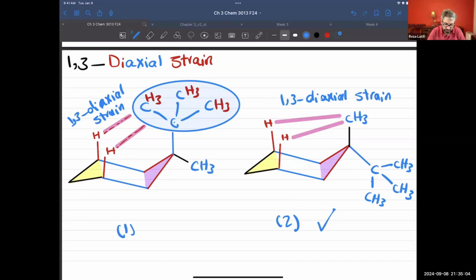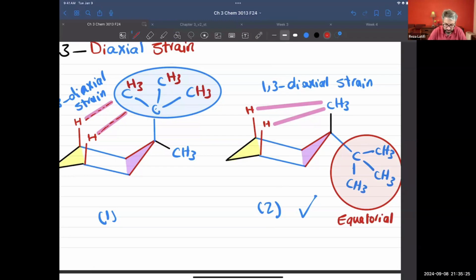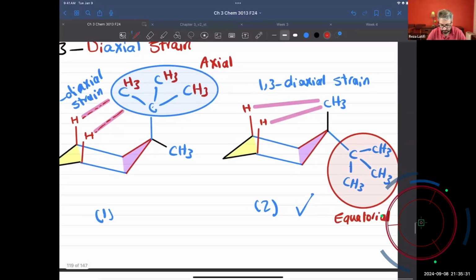Why? Because it has the bulky group sitting in the equatorial position. The bulky group in the equatorial position is going to be more stable. Here, we have the bulky group in the axial position, and that's the main problem.